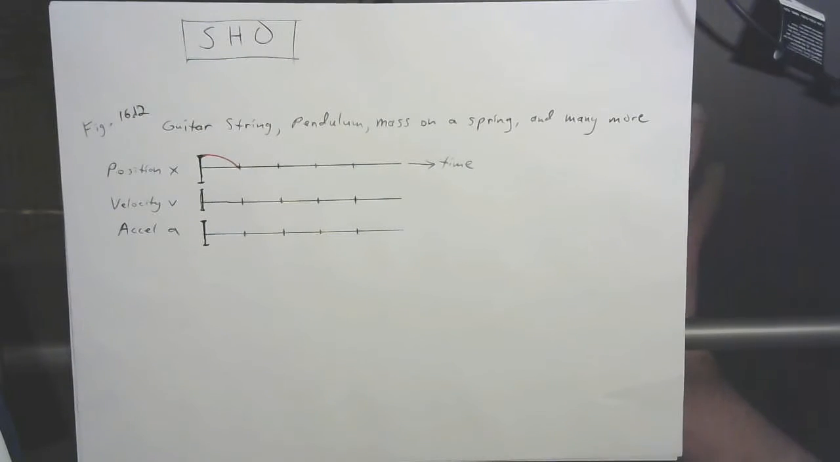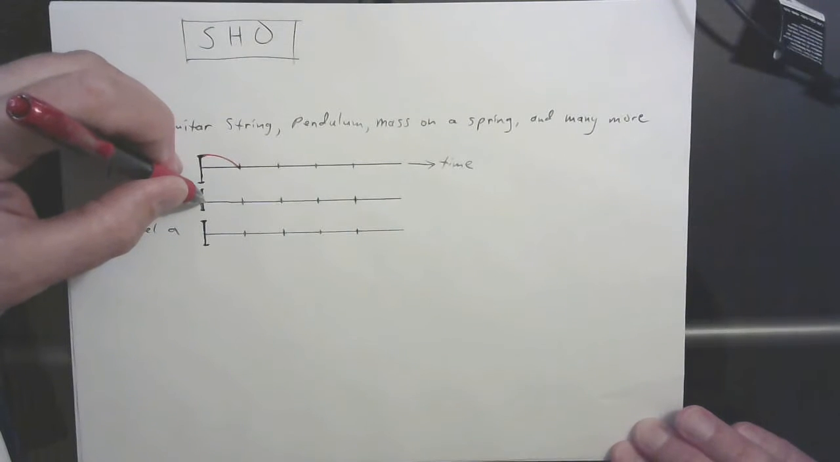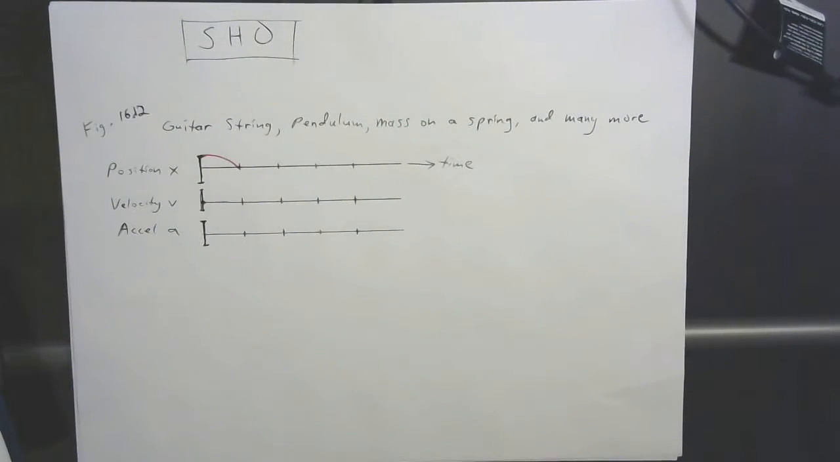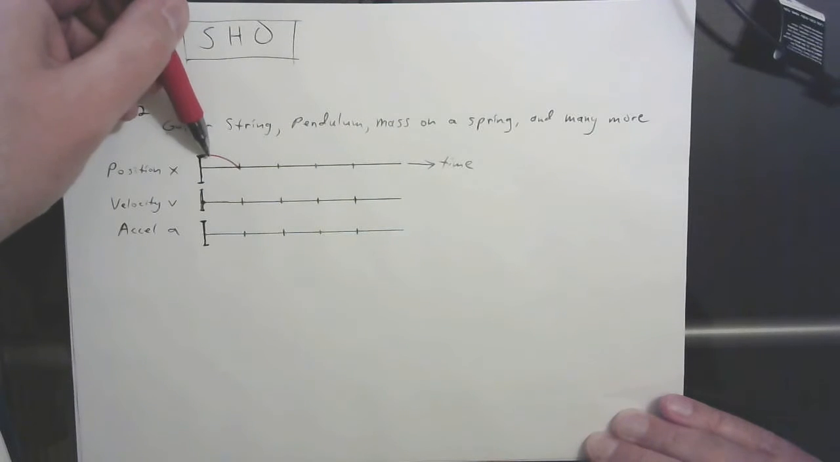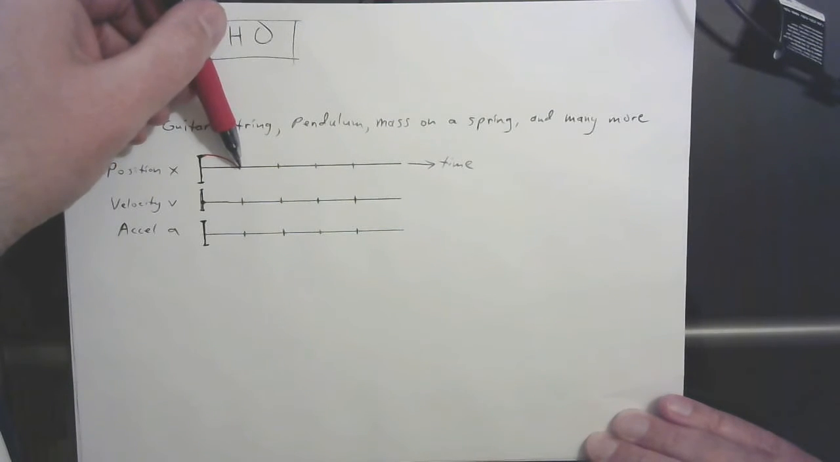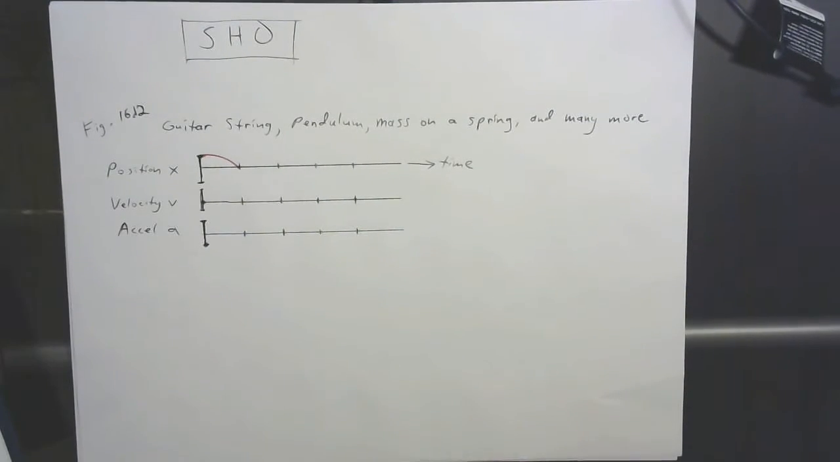Now, when we started, at that position up there, the velocity was 0. That was all potential energy. It was all spring potential energy and no kinetic. So the velocity is 0 at the start. The acceleration is negative at that point. It's trying to get that string back to the center. And so the acceleration is negative.